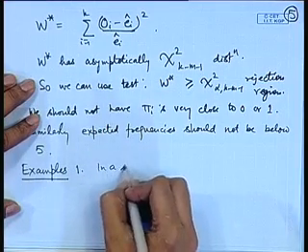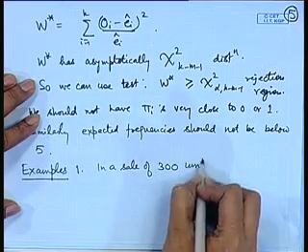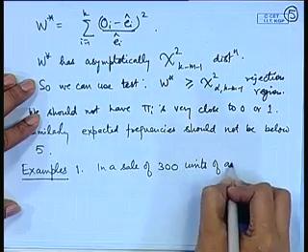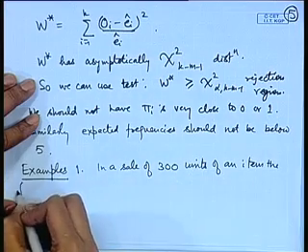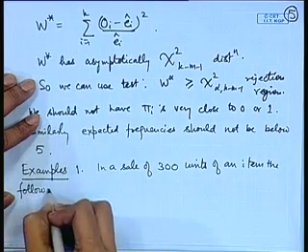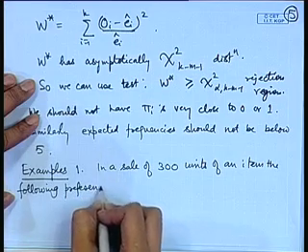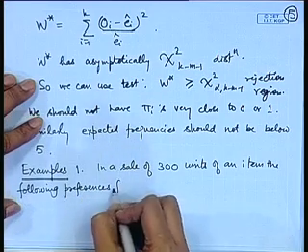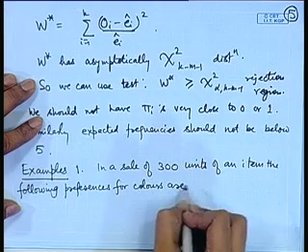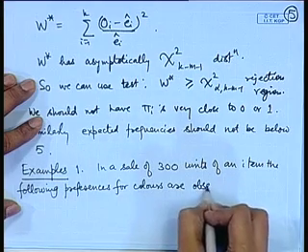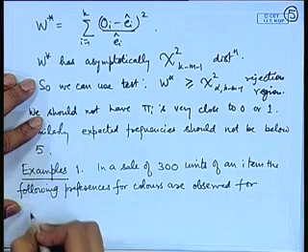In a sale of say 300 units of an item, the following preferences for colors are observed for customers.